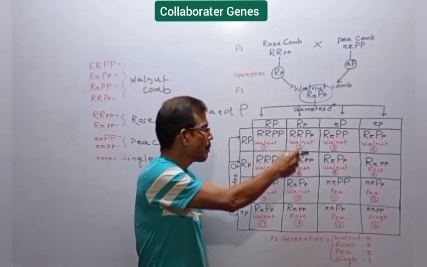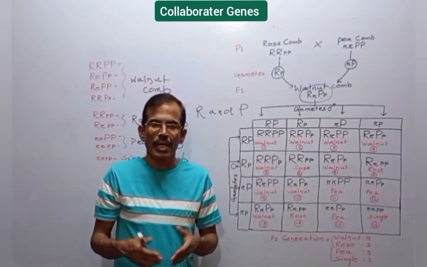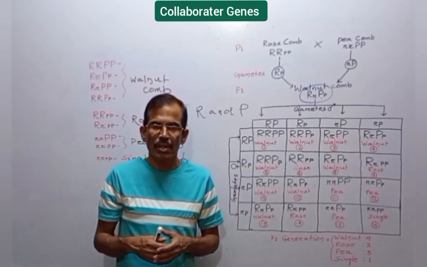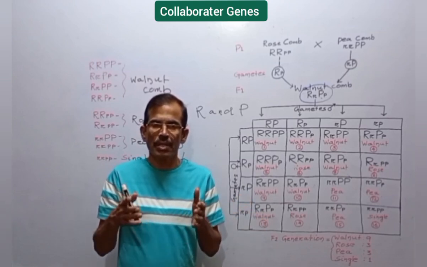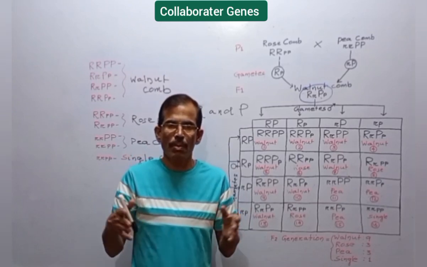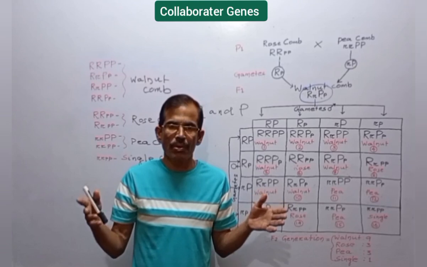This experiment of Bateson and Punnett demonstrated that a trait can be influenced by more than one gene. That means gene interaction takes place. So friends, this is all about gene interaction that results in novel phenotype.